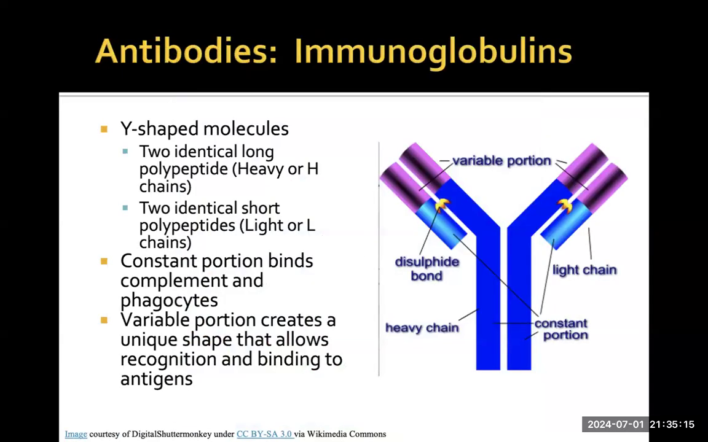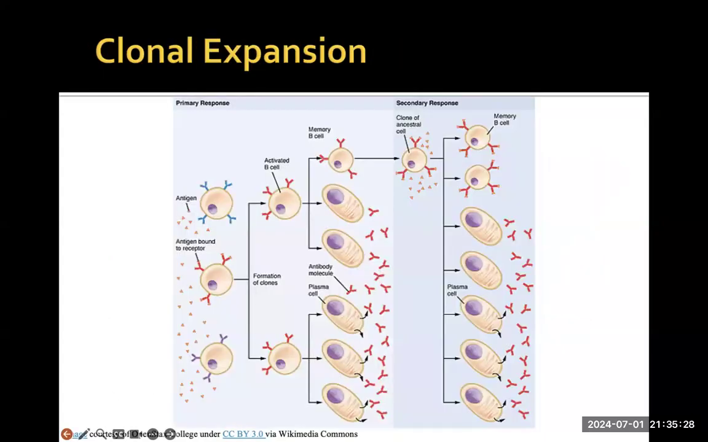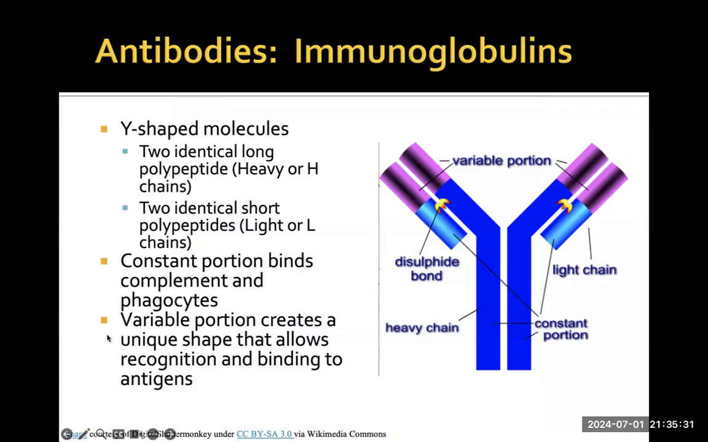Okay, so antibodies. These structures here are called immunoglobulins. They are going to be Y-shaped molecules that have two identical long polypeptide chains. Let me circle them for you. The two long chains are going to be the middle two, that one and that one. And then you have the two short chains on the outside, there and there. And those are going to be light or L chains.